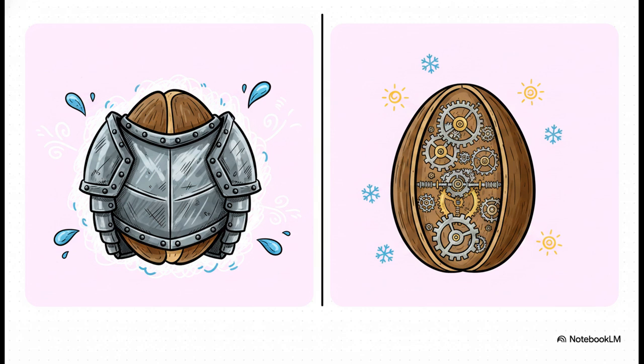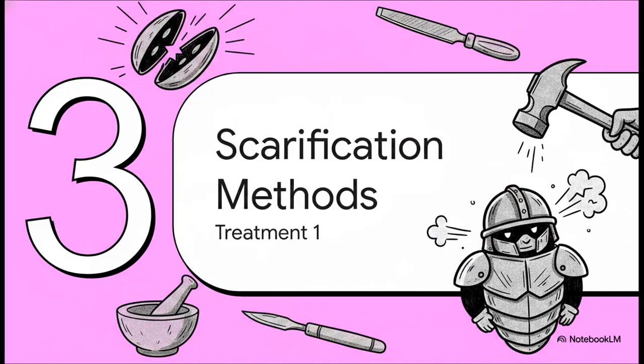This endogenous dormancy can be shallow, intermediate, or deep, and it usually requires incredibly specific temperature triggers over long stretches of time just to wake the embryo up. Grasping this difference is absolutely crucial because it tells us exactly which treatment key to pull from our toolkit. Which brings us to section 3, treatment 1, scarification methods.